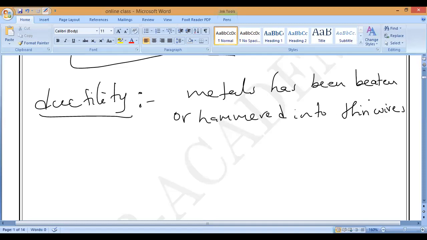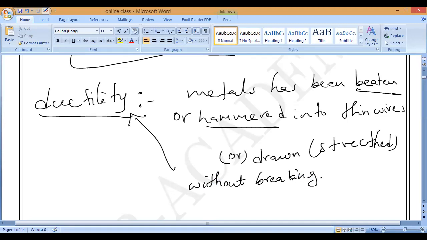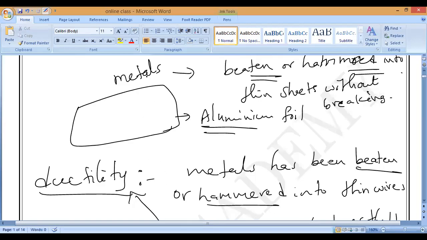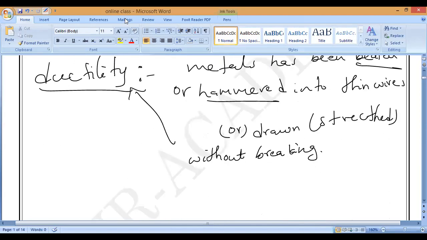Please, all of you remember. Or else you can write beaten or hammered, or you can write drawn. Drawn means stretching. Stretched into thin wires without breaking is known as ductility. This is malleability and this is ductility. Malleability means making into thin sheets, and ductility means making into thin wires. That is what you have to remember.